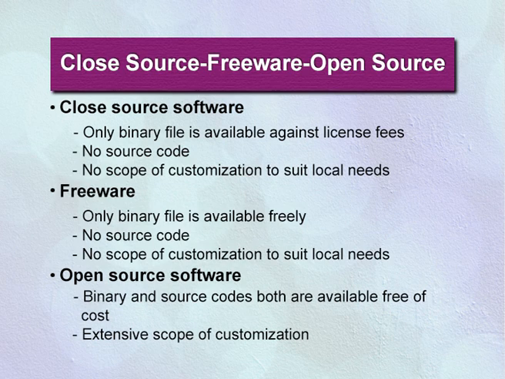Now, if we go for a quick comparative study between closed source, freeware and open source: in the case of closed source software, only the binary file is available, and against license fees we have to pay to procure it. No source code is available, and as no source code is available, you cannot customize it to suit your local needs. Freeware: the binary file is available freely, but at the same time there is no source code, no customization. In the case of open source software, both binary and source code are available free of cost, and as source code is available with us, we can go for an extensive level of customization.